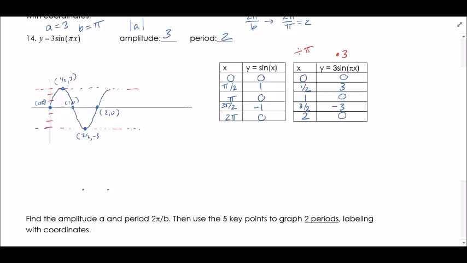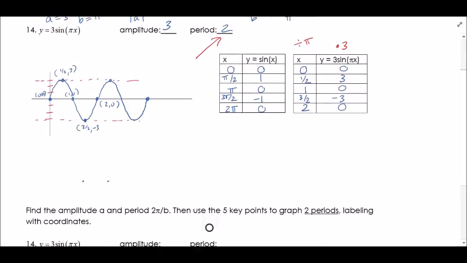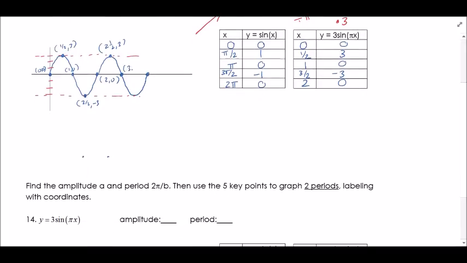Now to form my second cycle, I'm just going to draw exactly the same shape, and the period of the graph is 2, which I found earlier. So that means that these key points repeat every 2 units. So this is 2 units past the (1/2, 3), so this is (2.5, 3). This point is 2 units past the (1, 0), so it must be (3, 0). This point is 2 units past the (3/2, -3), so it must be, let's see, 2 plus 1.5 is (3.5, -3). And then this is 2 units past the (2, 0), which was key point number 5, so that's (4, 0).